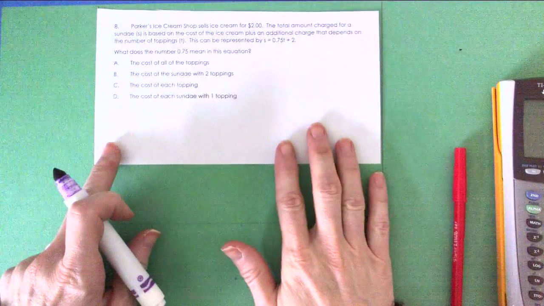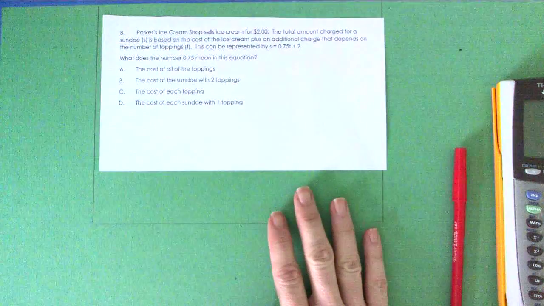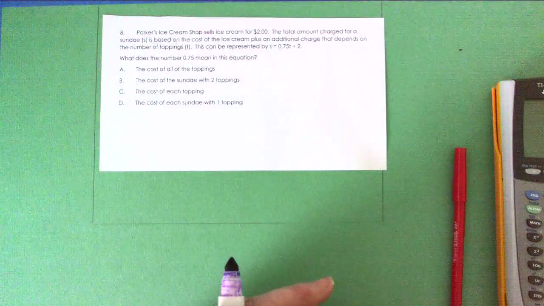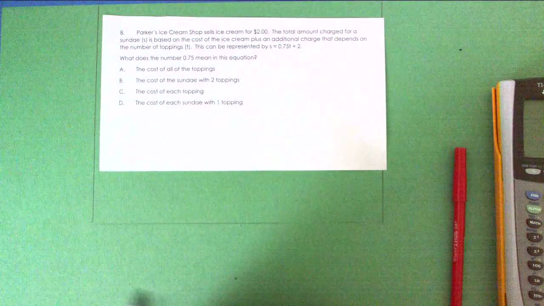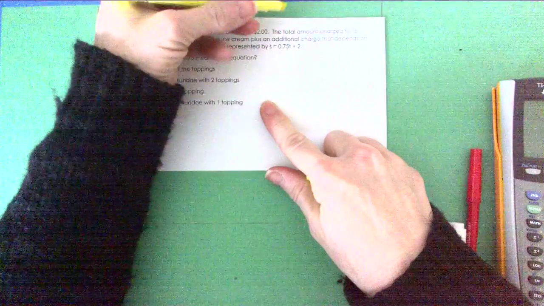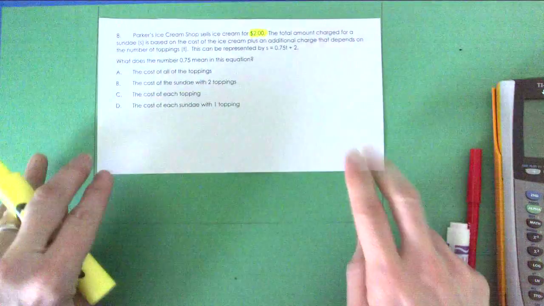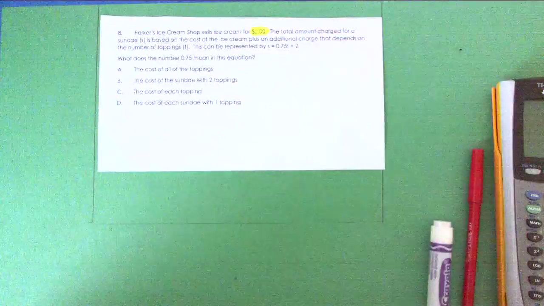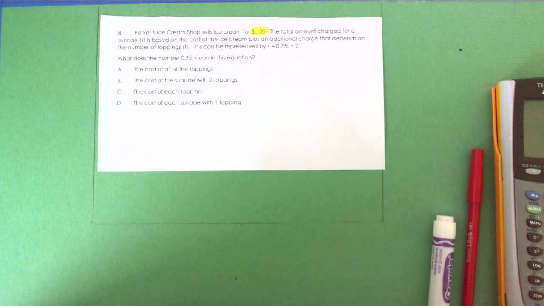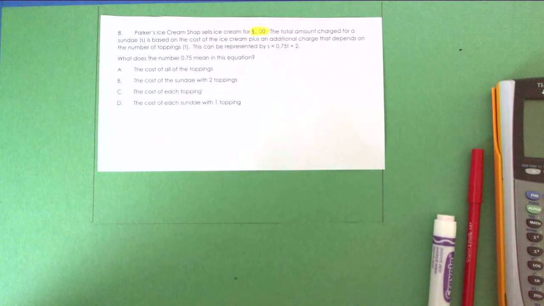Okay, this one's a little bit more wordy, so let me read it to you. Parker's Ice Cream Shop sells ice cream for $2. Let me highlight that. So if you just get a bowl of ice cream, looks like it's going to cost you $2 flat. Now, the total amount charged for a sundae is based on that flat cost of the ice cream, so you're going to pay $2, plus an additional charge that depends on the number of toppings you get.